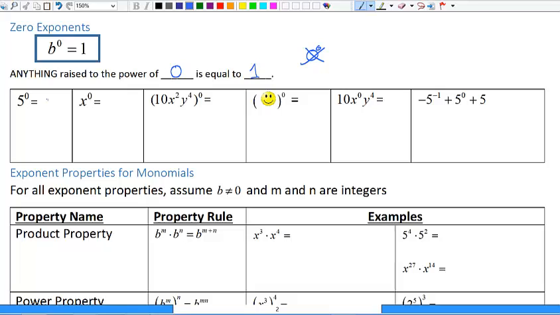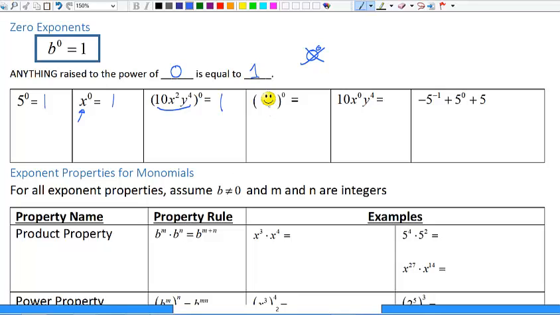So 5 to the 0, well, that's 1. X to the 0, even though you don't know what x is, it's a variable, right? It could be any sort of number. Any number raised to the 0 is 1. How about 10x squared y to the 4th, all of that in parentheses raised to the 0? I don't really care what's in here. Anything raised to the 0 is 1.